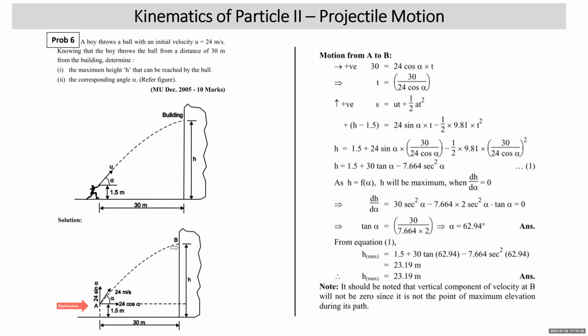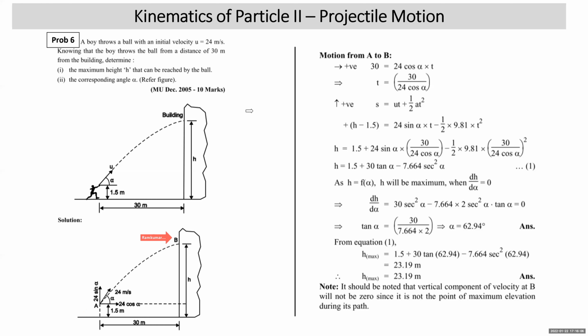First thing to be noted is that at B, velocity is not into consideration. The projectile is going to hit the building with some velocity and at some angle, but that is not into consideration. It is not asked, it is not given. So you will write the equation S is equal to ut plus half at square only in vertical direction.